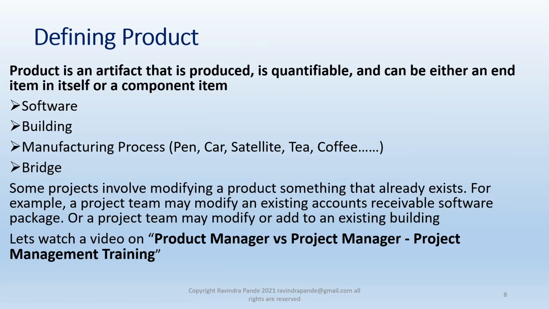It can be a software product, like a game you're developing for smartphone, or weather forecasting solutions you are developing for your region. You might build a building, or you might build a house, you might build a bridge, or a manufacturing process like a pen, car, satellite, tea, coffee. Again, depending upon various consumables, various products can be manufactured as a part of a product development project.